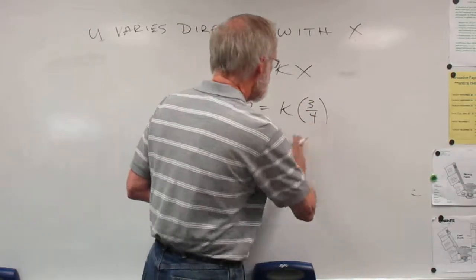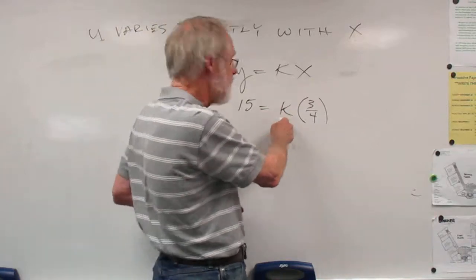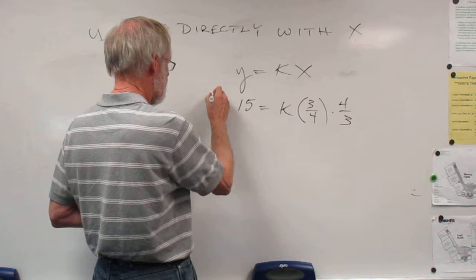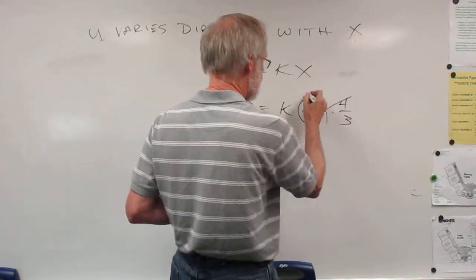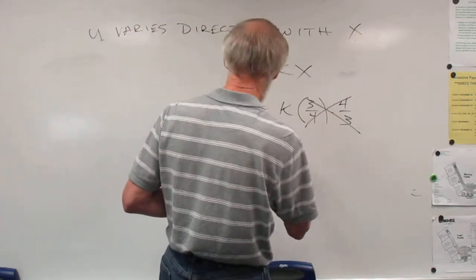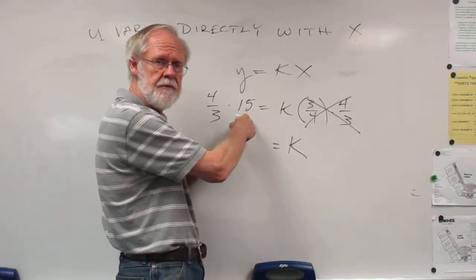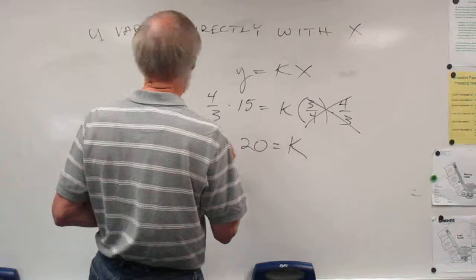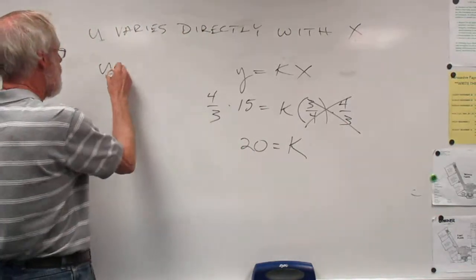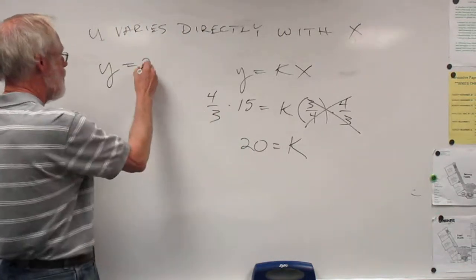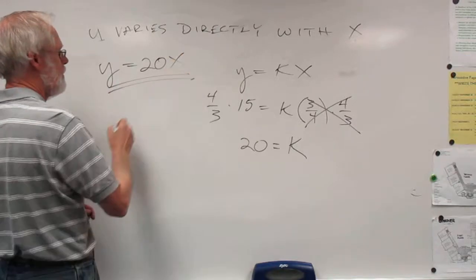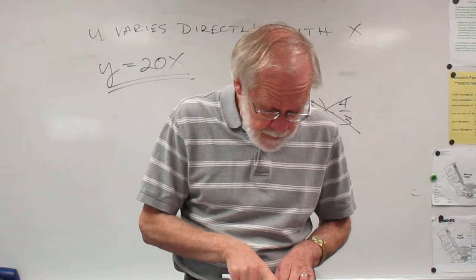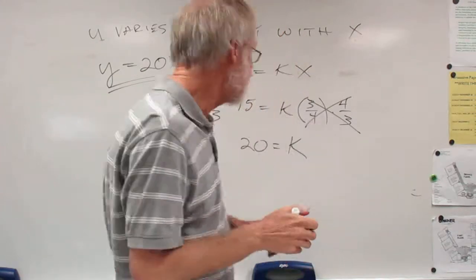All right, what we want to do is find the constant of variation. So I'm going to multiply both sides by 4/3. These two cancel, and I get k by itself. And over here, 3 goes into 15 5 times, and 5 times 4 is 20. So k is 20. So the equation then is y equals 20x. Okay? Now the rest of the problem says, find x when y is 25.